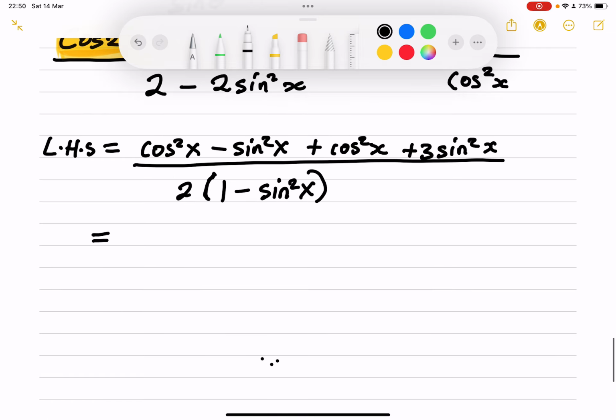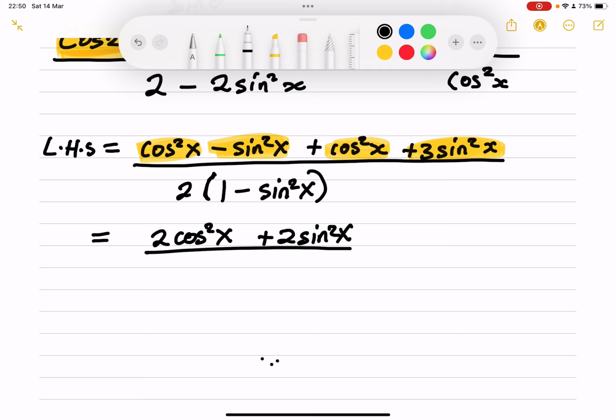Then, ladies and gents, on top, cos squared plus cos squared will give us 2 cos squared x. And then the negative sine squared and 3 sine squared will give us plus 2 sine squared x. All over 2 into, remember, 1 minus sine squared x is cos squared x. So here I'm going to put cos squared x.